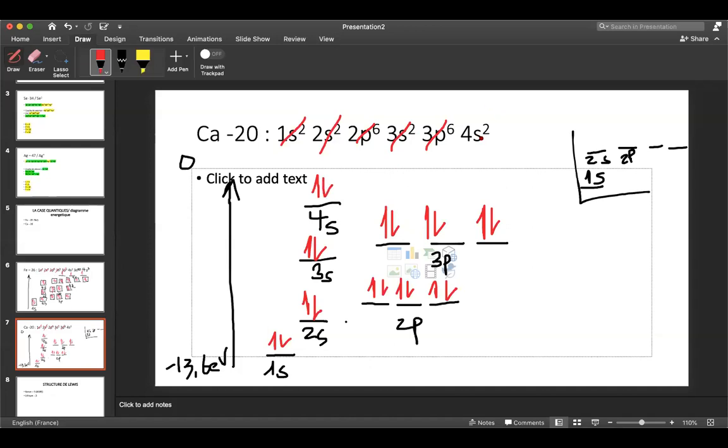Then another question might be, what if calcium forms an ion? Calcium forms an ion that is 2+. If it forms an ion, we are going to erase these two here because we will not have electrons there, and therefore this will be our configuration in the quantum box. Is that okay? Does everyone agree? Yes. Alhamdulillah. Then we go to the last part.